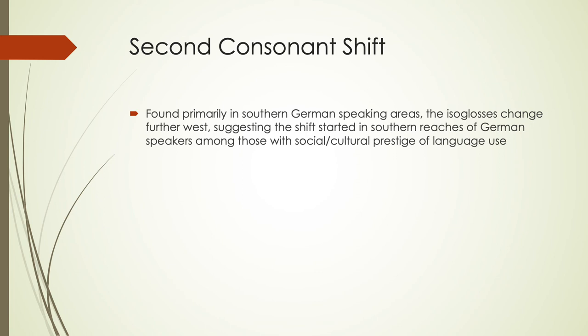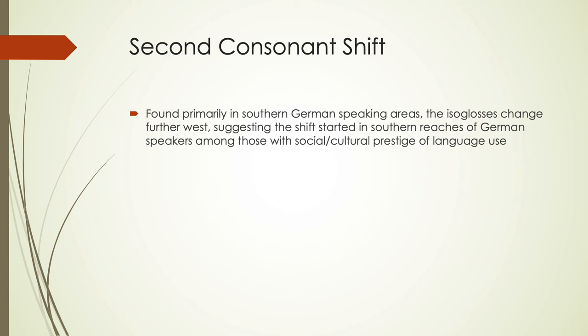And it's important to notice that when this was found, it's found primarily in more southern German-speaking areas. This is why it's affecting Swiss German, it's affecting Bavarian German. And the isoglosses seem to change further west. So this suggests that the shift is taking place starting in the southern reaches of German speakers, and probably among those that had more social or cultural prestige of language use to influence other speakers to do this. So it would have spread from southern-speaking regions into more northern-speaking regions, but not affect everyone quite as equally.